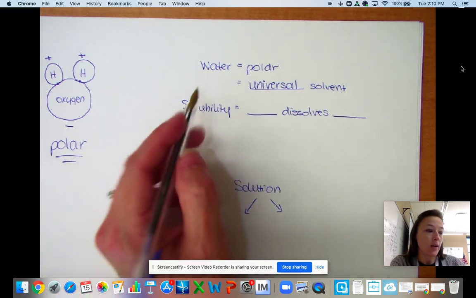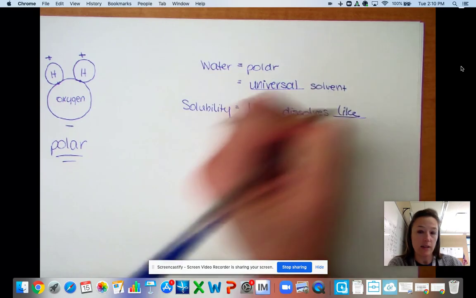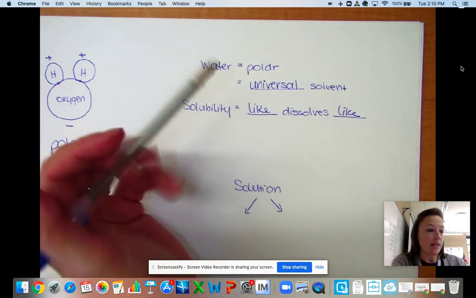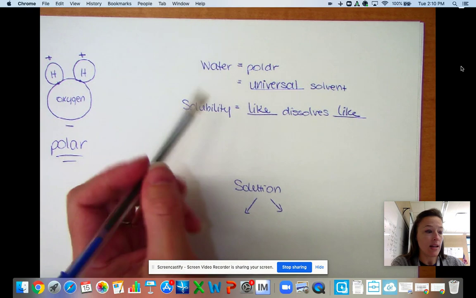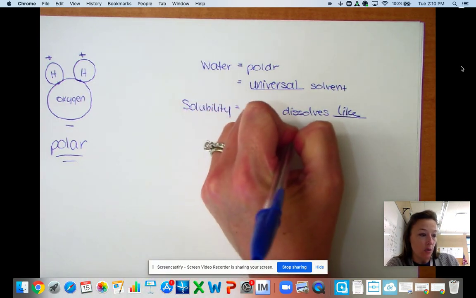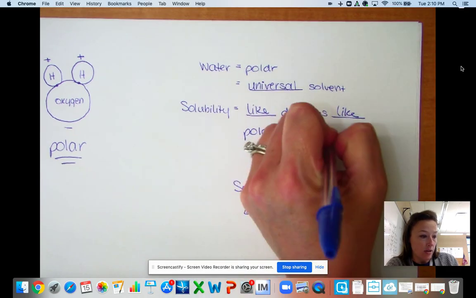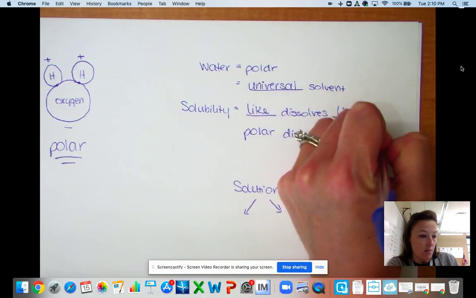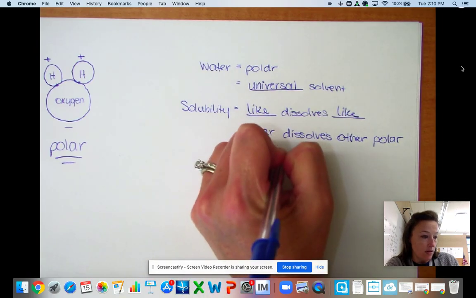All right, so when it comes to solubility, we know that like dissolves like. What we mean by that is that if you have a polar solution, like a water-based solution, it is only going to dissolve polar things. So polar will only dissolve other polar, and nonpolar will dissolve other nonpolar.